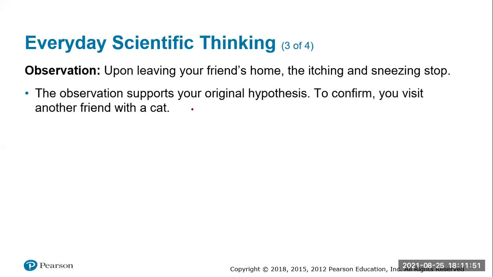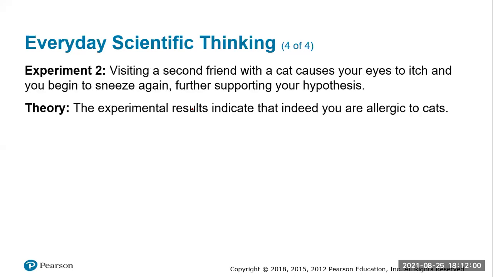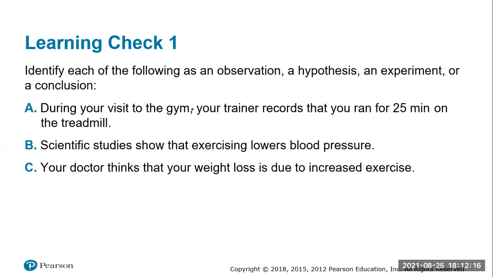The observation would support your original hypothesis that you were allergic to cats. So again, the idea of a hypothesis is really something that is testable, something that you could test and do some type of experimentation. Experiment 2, visiting the second friend with a cat causes your eyes to itch and begin to sneeze further. That obviously would indicate that perhaps you should stop visiting friends that have cats, I would imagine, in that particular case, right? Any questions on that?